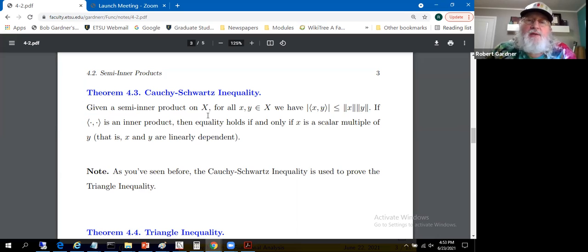Given a semi-inner product on space X, for all vectors x and y, we have that the modulus of the inner product of x with y is less than or equal to the norm of x times the norm of y. If, in addition, this semi-inner product actually is an inner product, so it comes with that extra little condition about zero vectors, then equality holds if and only if x is a scalar multiple of y. That is, x and y are linearly dependent. Easy to describe the linear dependence of two vectors. One's a scalar multiple of the other. Let's go through the proof of that.